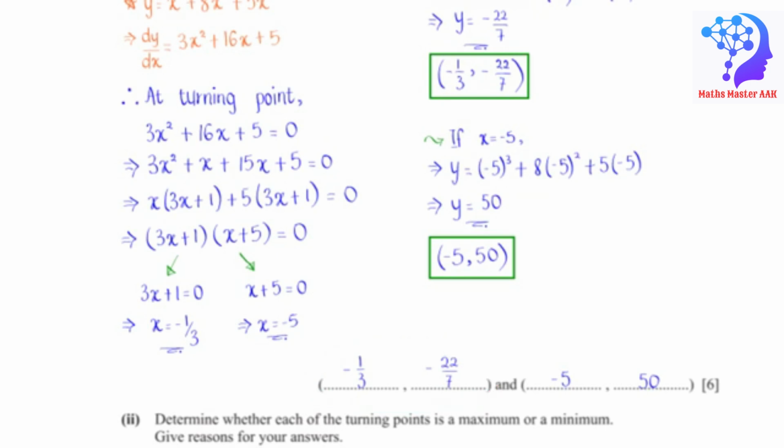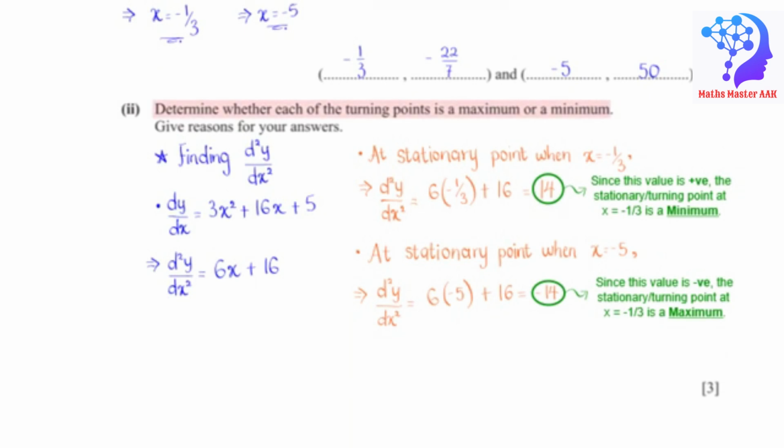When x is equal to negative 5, we have y equals (negative 5) cubed plus 8 times (negative 5) squared plus 5 times negative 5. This gives us y equals 50. So the second set of coordinates are negative 5, 50.